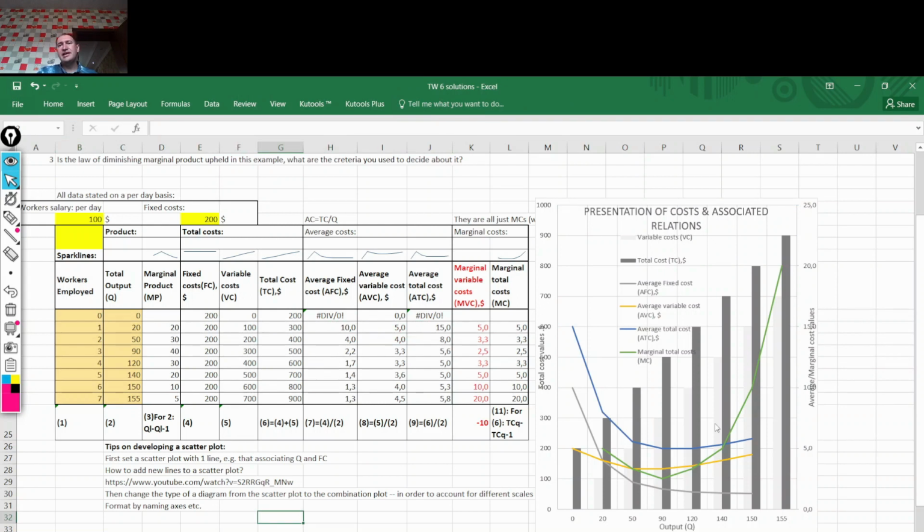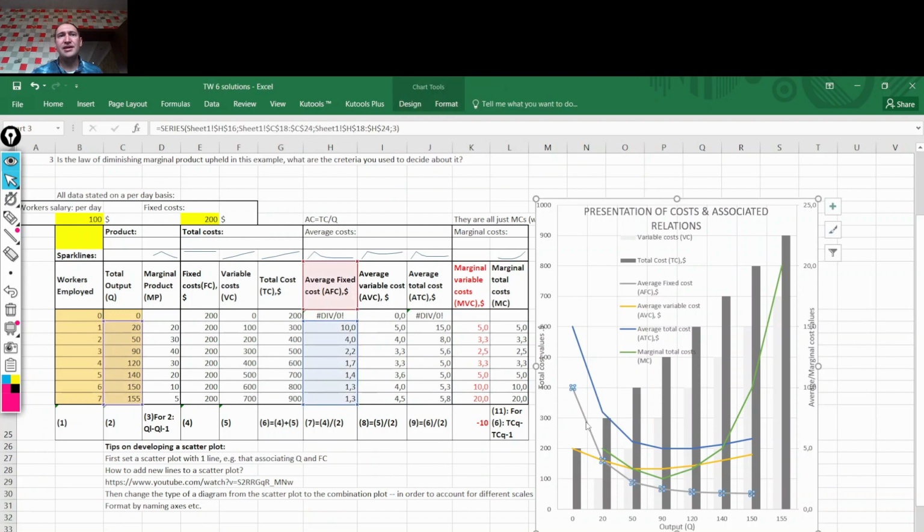Okay, this is a typical archetypal situation for costs, this presentation. The total costs are monotonously increasing. The average fixed cost, the gray one, right? Like I said, the fixed cost is just a fixed line, but the average fixed cost is a declining line.